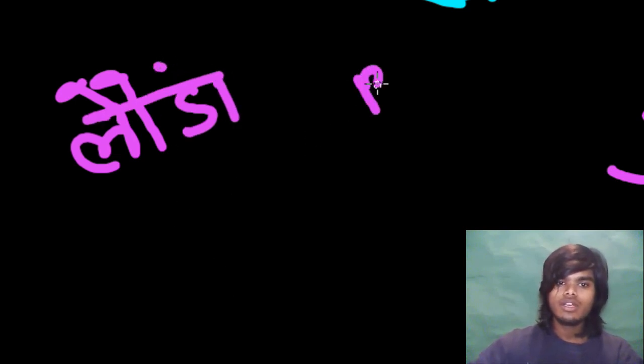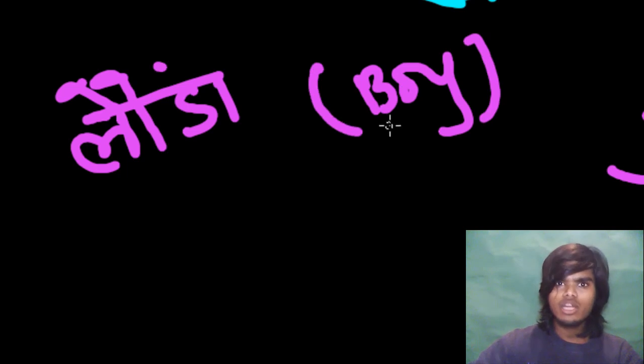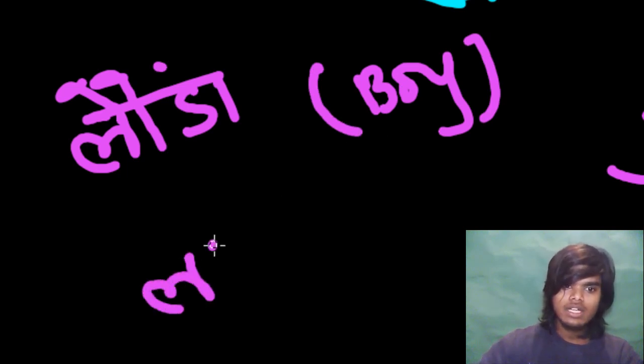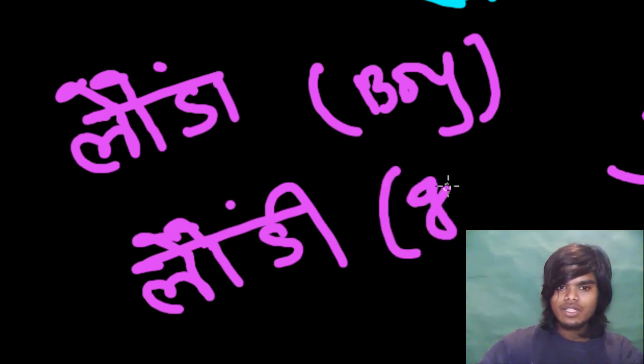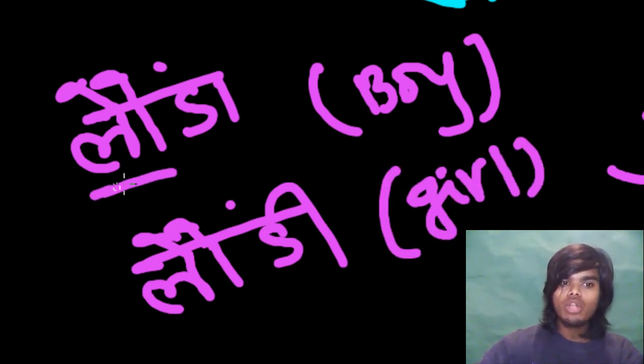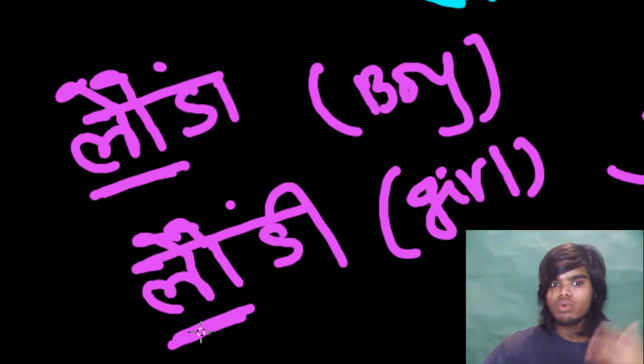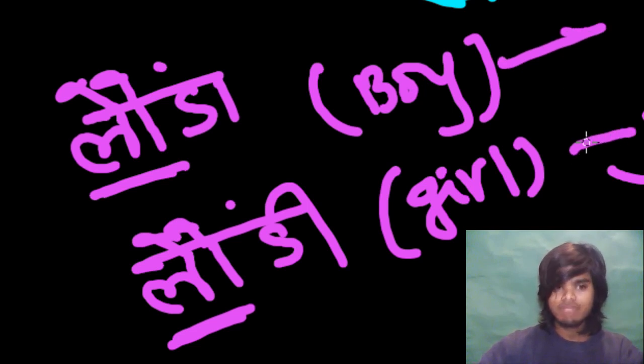And in Hindi, let me give you one example, like Londa, which means boy. Londi means girl. So we have a lot of words for boy and girl, like ladka, ladki. So this is also a word, Londa. This is another cheap type of language.